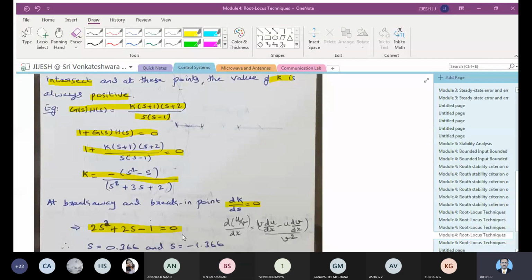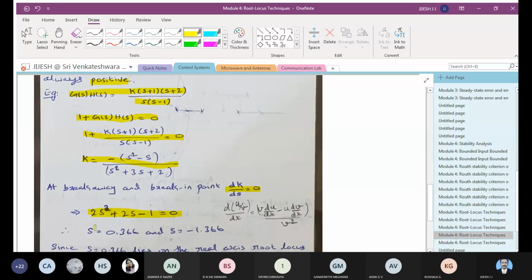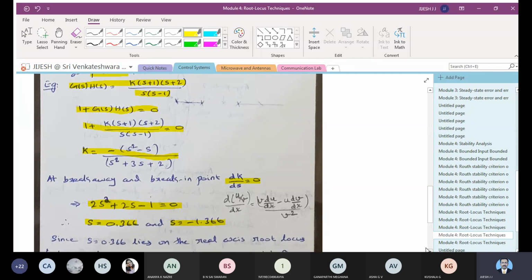Have you got the values of s as 0.366? You got it? Okay. 0.366 and s is equal to minus 1.366. So once you complete it, you get the values of s as this. Yes, 0.366 and s is equal to minus 1.366. So let us see further.